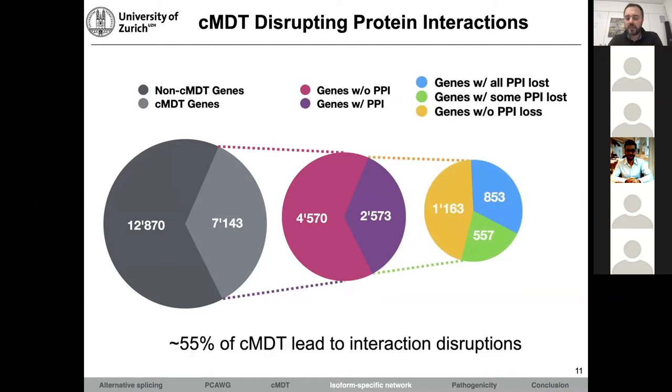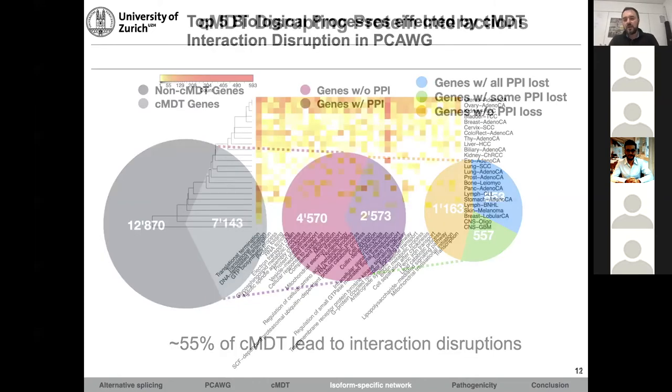Those we analyzed further, and we could identify that in around 55% of CMDTs either all interactions or some interactions are lost due to the expression of this cancer-specific most common transcript.